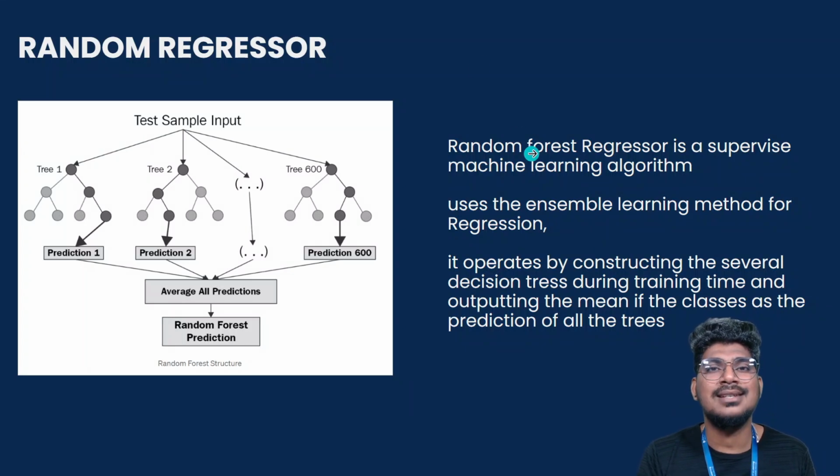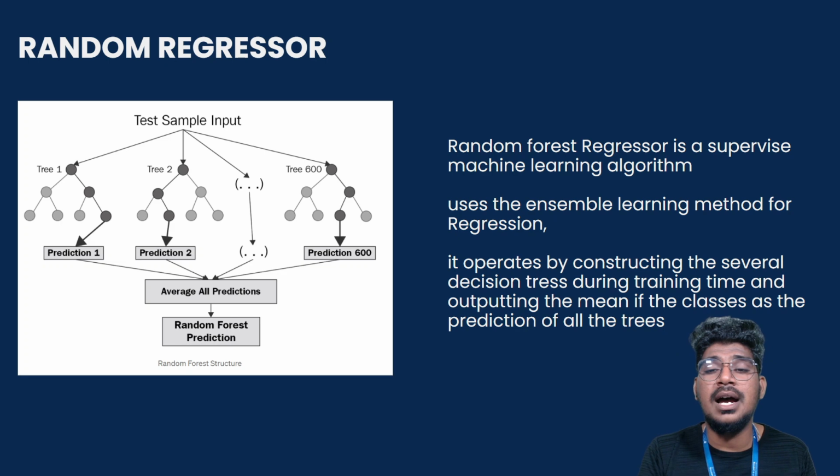Actually, random forest regression is a supervised machine learning algorithm. It is used as an ensemble learning method for regression. Here, it operates by constructing several decision trees: tree 1, tree 2, and so on till tree 600. That is the number of decision trees here, 600 trees, which is an estimated parameter.